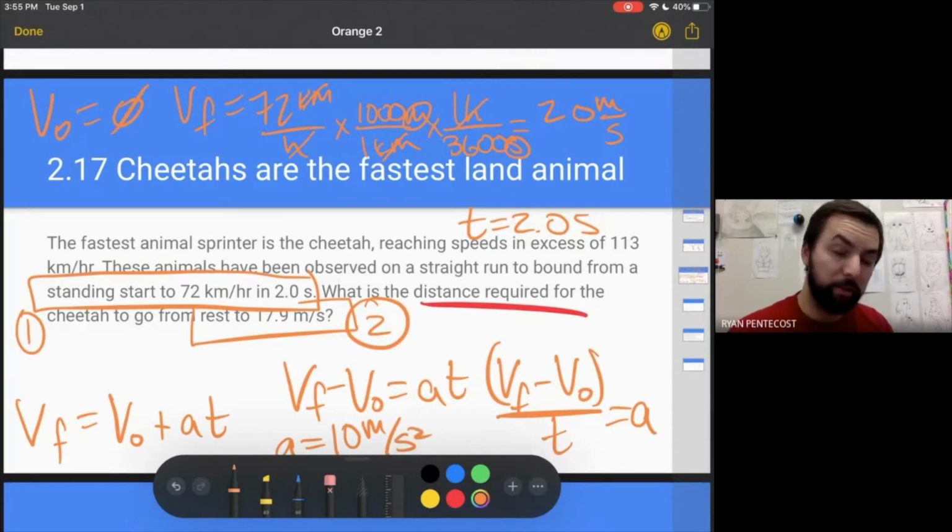So that is fast for a land animal. Holy smokes, 10 meters per second squared. That is some insane acceleration.